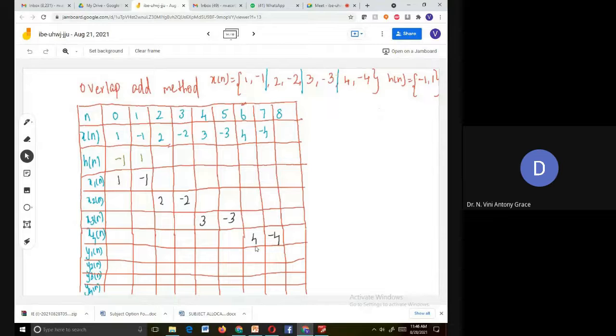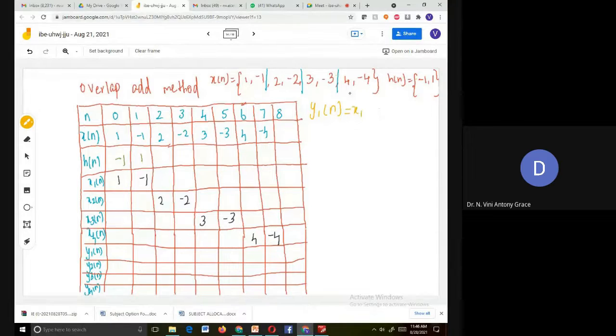After doing this section, you have to find y1, y2, y3, and y4. How will you find y1? y1 of n is what I have to find now.